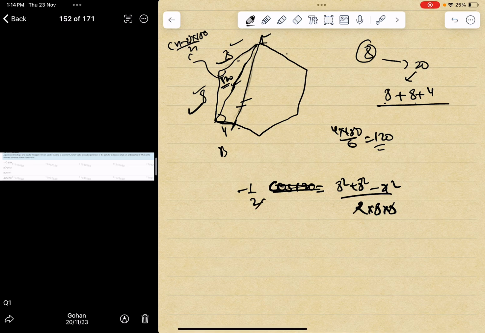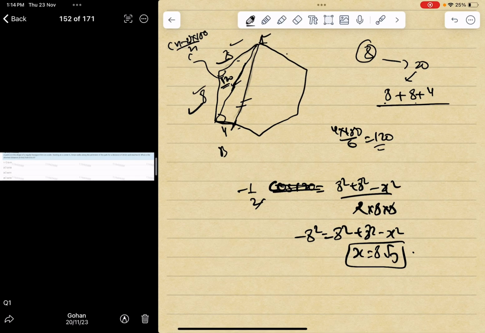This gets cancelled. This can be written as minus 8 square equals 8 square plus 8 square minus x square. So x can be written as 8 root 3. So we got 8 root 3, so this side we got 8 root 3. This we know is 4. So 8 root 3 whole square plus 4 square, since this will serve as the hypotenuse.